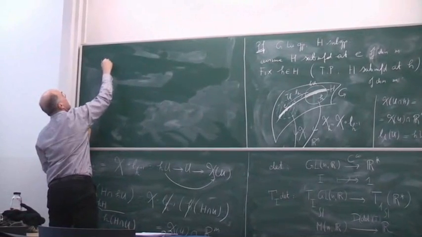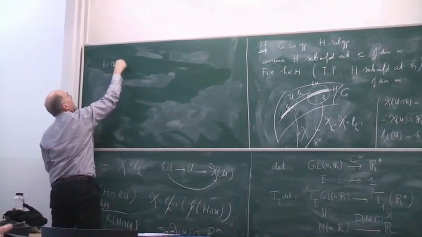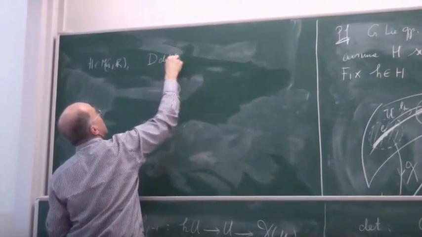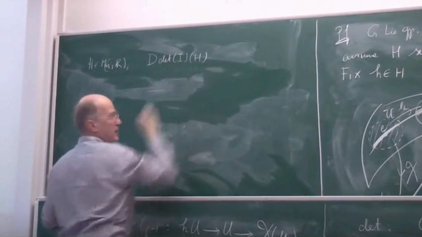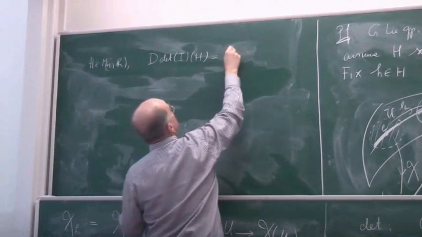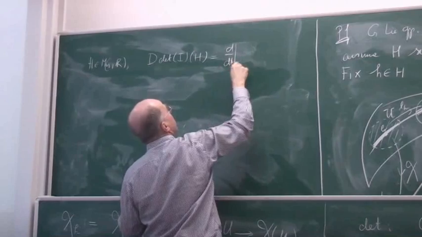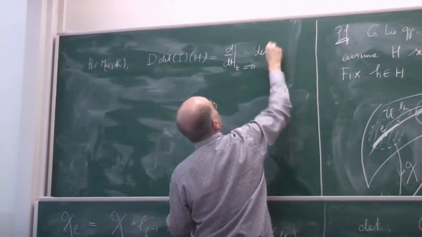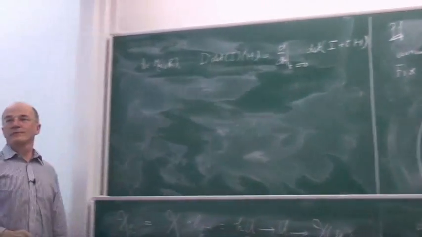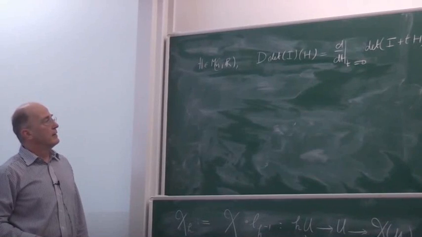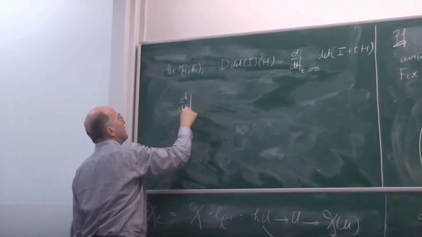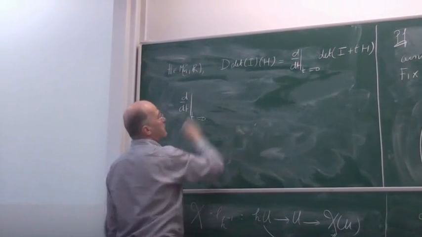So H is a general matrix, n by n, and the total derivative of the determinant at the identity element applied to H is really the same as taking the directional derivative of the determinant at the identity element in the direction H. Now, this is d/dt at t equals 0 of the following expression.